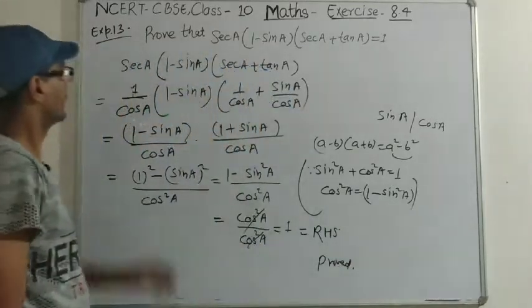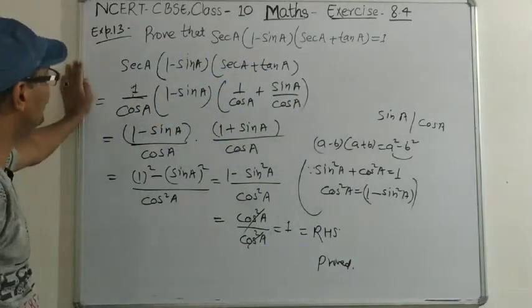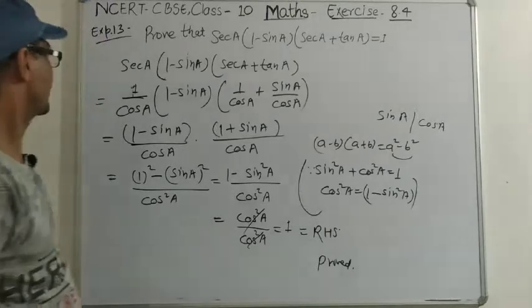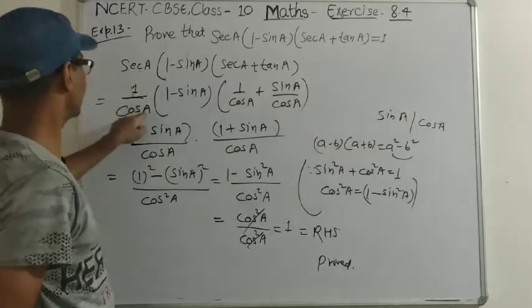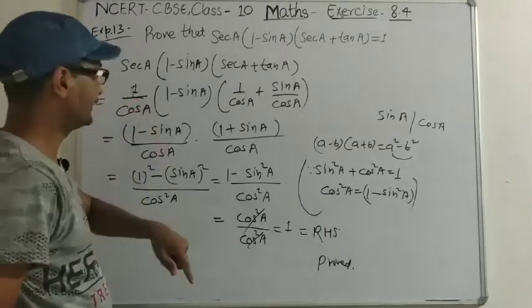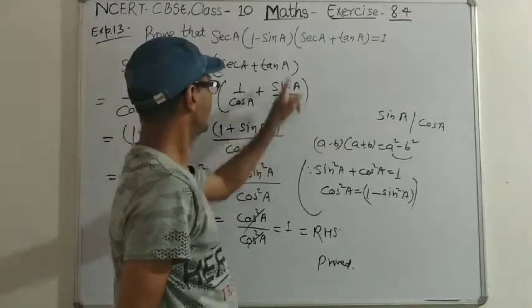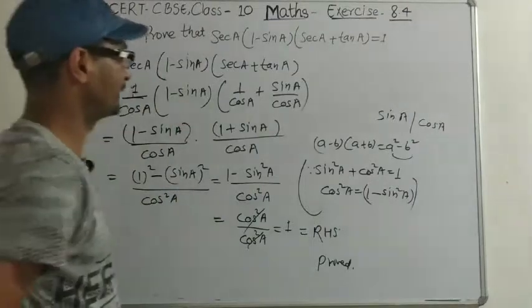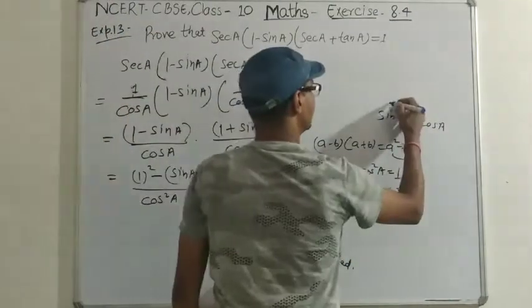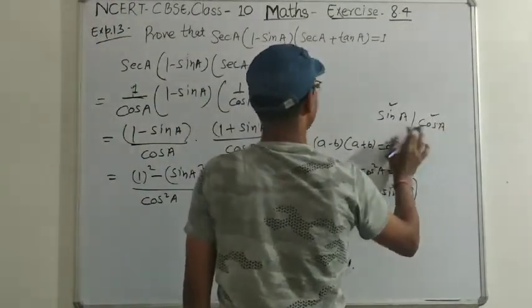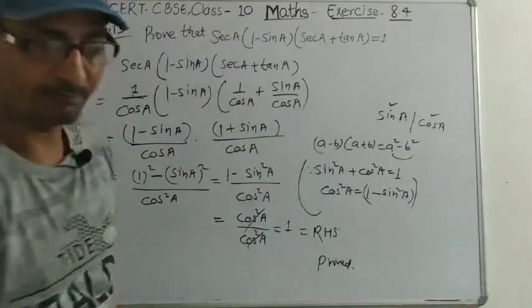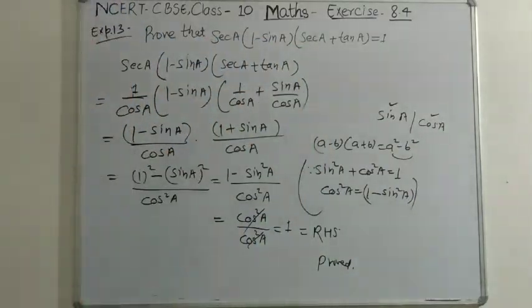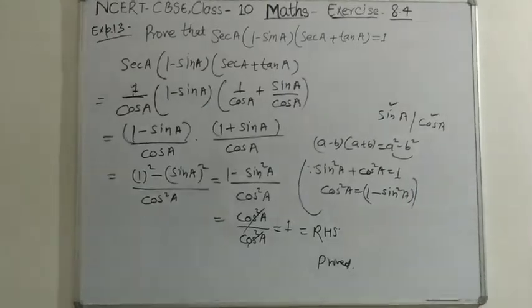So here there is no need to cry. What we do here: you have the main formulas, sec a is 1 by cos a, cosec a is 1 by sin a, tan a is sin a by cos a, cot a is cos a by sin a. If you remember this much, any question can be converted in terms of sin and cos a and you can get the result of the right hand side. So it was the solution of example 13.